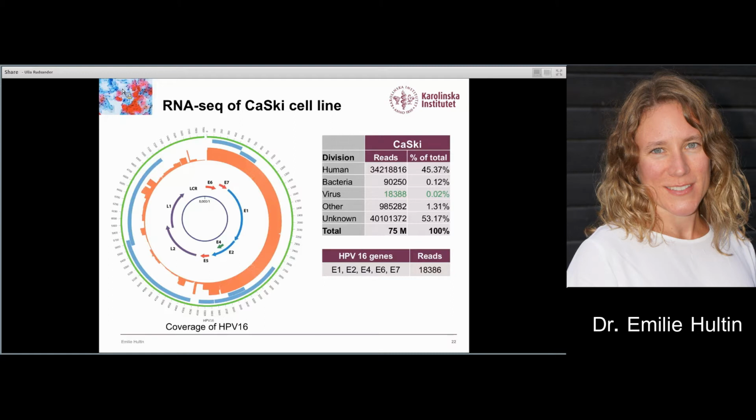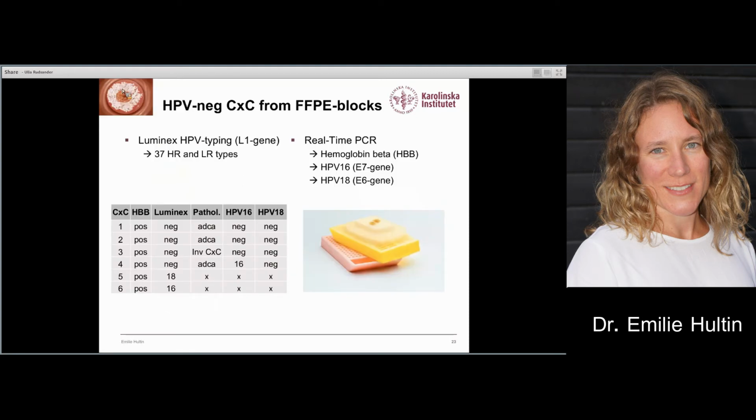So then we have results from HPV negative cervical cancers, and these were FFPE blocks. These cervical cancers were HPV typed by a Luminex method that targets the L1 gene of 37 different high-risk and low-risk HPV types. And the table here shows the 6 different biopsies or cervical cancers that we used. All of them were positive for human hemoglobin beta by real-time PCR.